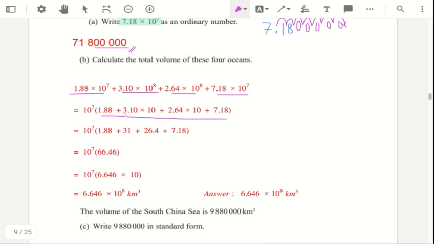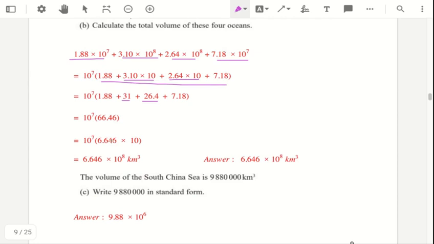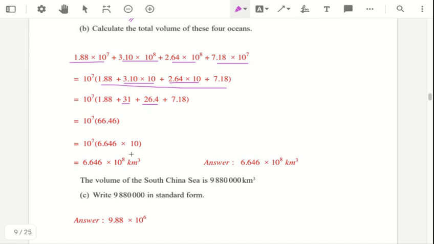And then 3.1 times 10 is 31, and then 2.64 times 10 is 26.4. So I'll add this up using my calculator. 66.46. And then because it's always better to leave your answer in standard form, instead of writing 66.46 multiplied by 10 to the power 7, I'll do 66.46 times 10. So I'll take 10 out, right? And then I'll multiply this 10 with the 10 to the power 7. So I'll get 10 to the power 8. So therefore, this is the final answer.